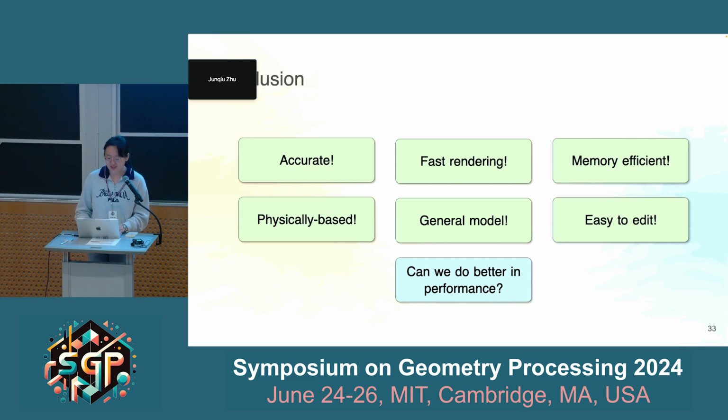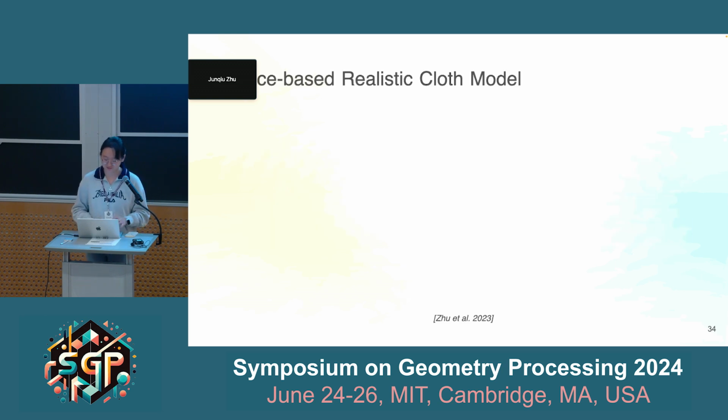However, this method is still curve-based. Despite these accelerations, it still needs to model the yarn geometry at least and handle the multiple scattering between the yarns. So a natural question is, can those models be more efficient both in memory and performance? The answer is the surface-based model.